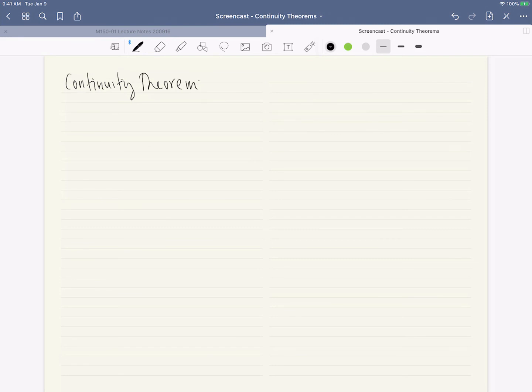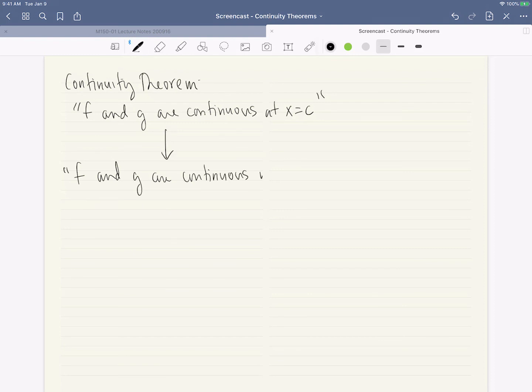So I want to just close by saying that the continuity theorem assumed that f and g are continuous at a point. Okay. But you can swap that out for the phrase f and g are continuous on an interval. And the same theorem is true. 1, 2, 3, and 4 go straight on forward, straight on through. You don't have to change a single thing, right? Except what we're changing here by swapping these phrases.